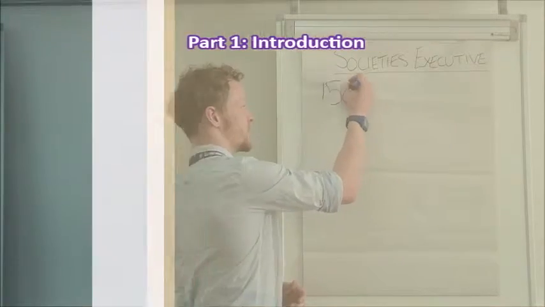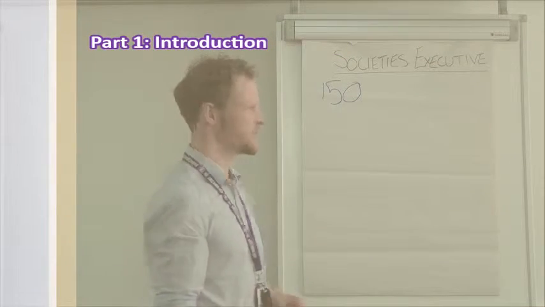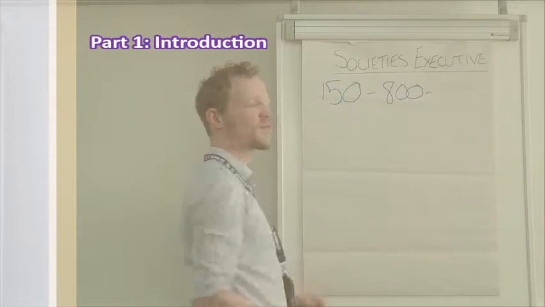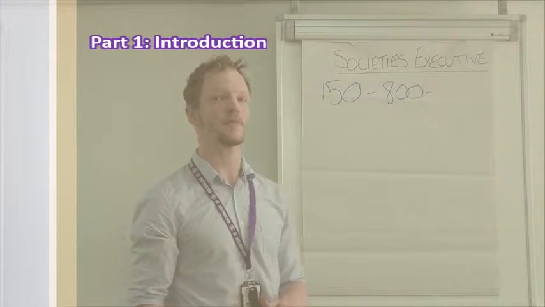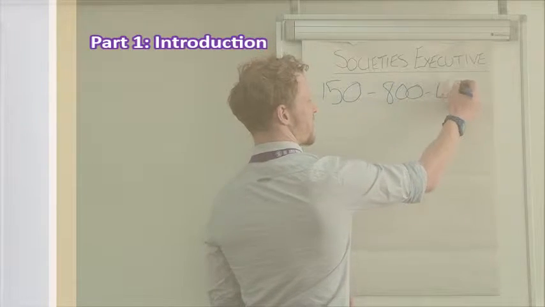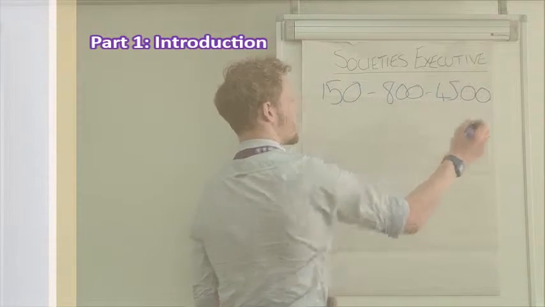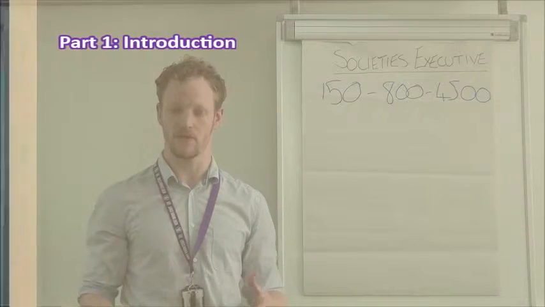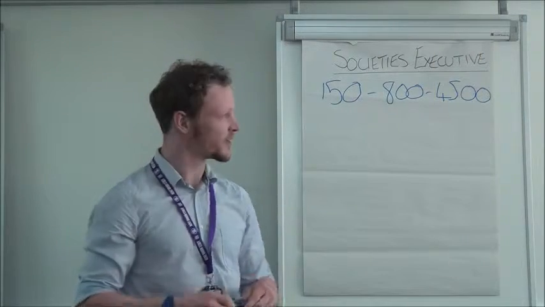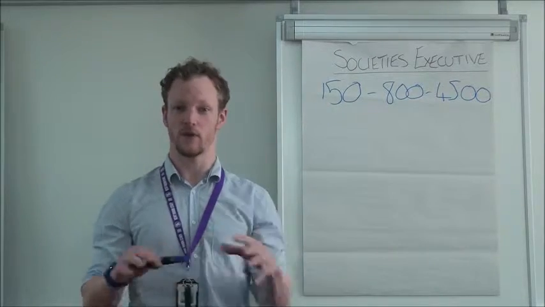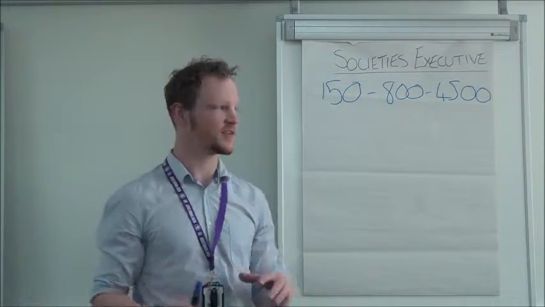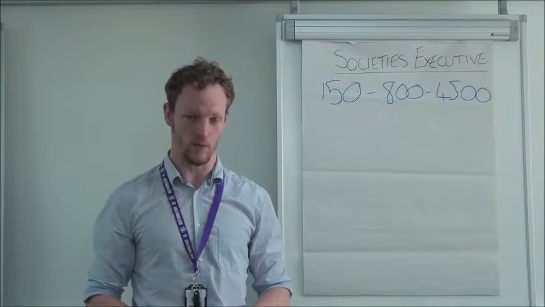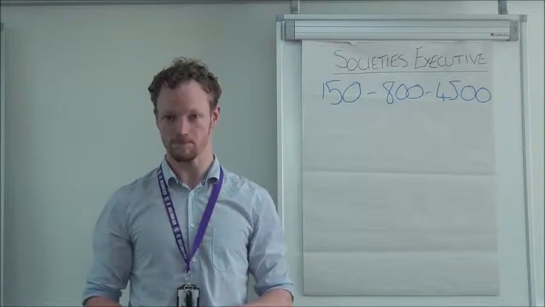There are 150 societies at Kent Union, which represents somewhere around 800 committee members. And that more or less represents about 4,500 members, depending on the year. That's what we're currently looking at, and you as a body of 10 students are going to be overseeing this massive amount of students and different kinds of things, ways we're supporting them and looking to engage them.